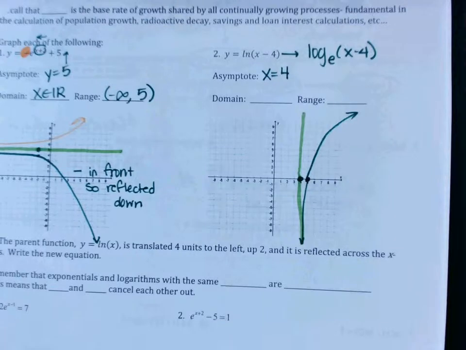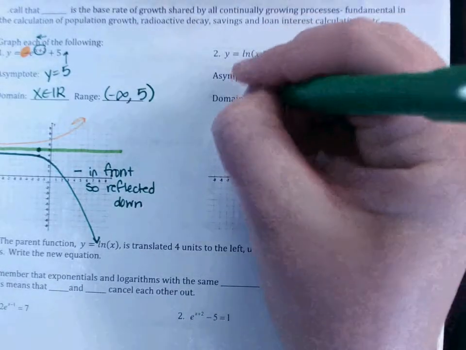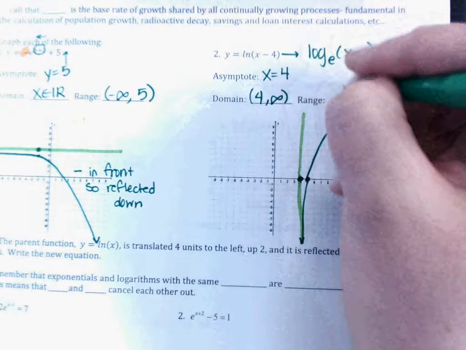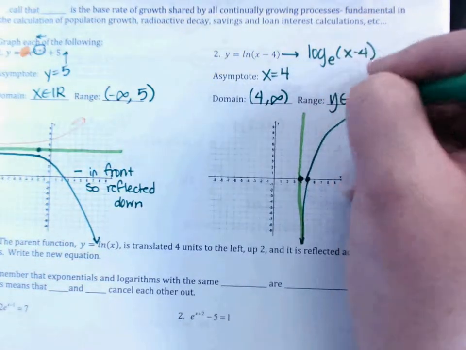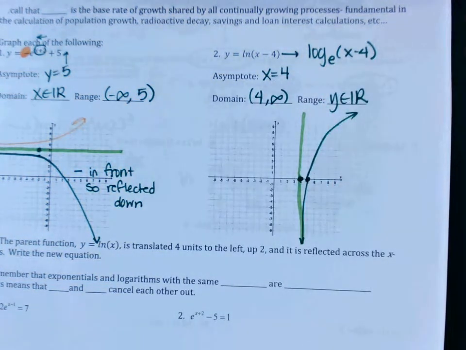Because it's a log. So your e graphs will always be flat. Your log graphs will always be up and down. The domain is from 4 to infinity. And then my range will be all real numbers. Remember, you need to change the x to a y since it's range. Okay? Now look at the one on your homework.